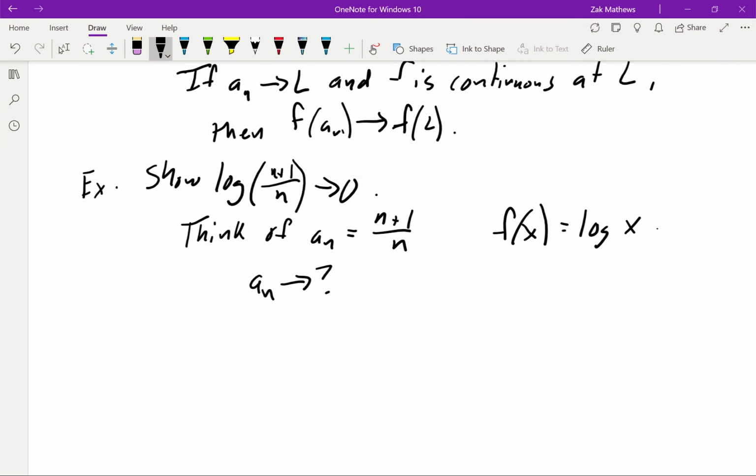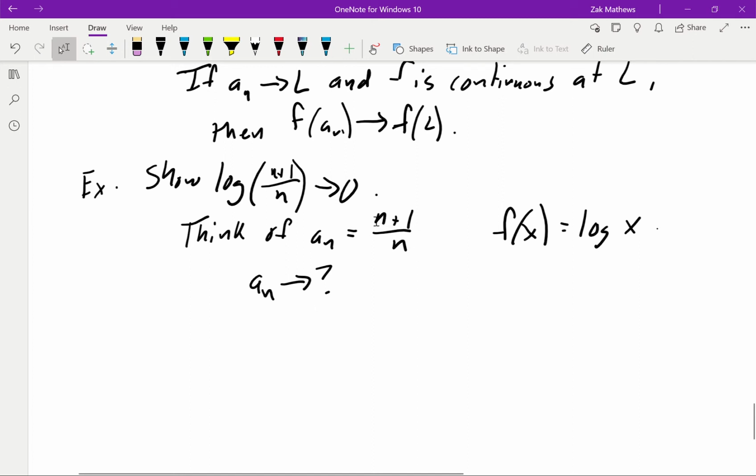Clearly, as n goes to infinity, because we have n plus 1 over n, they're increasing at the same rate. The plus 1 is basically a rounding error. If we start at 1, we'd have 2 over 1, which is 2. If we go to 2, we'd have 2 plus 1 over 2, which is 3 over 2, 1.5. But if we have something like 100, 101 over 100 is very, very close to 1.